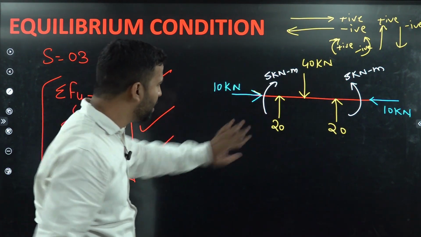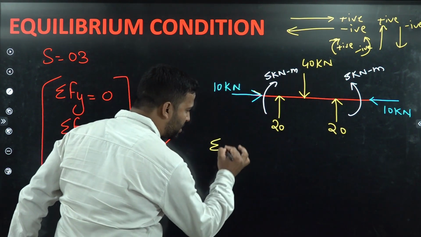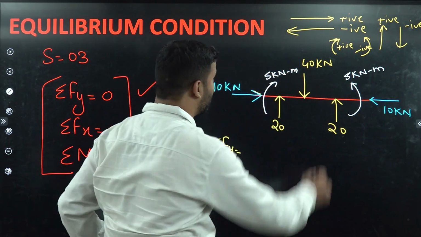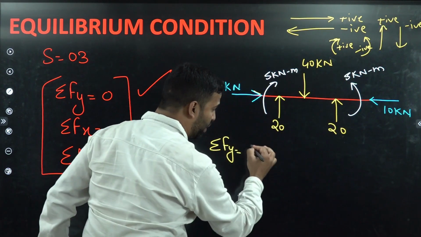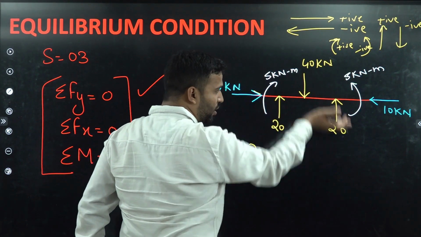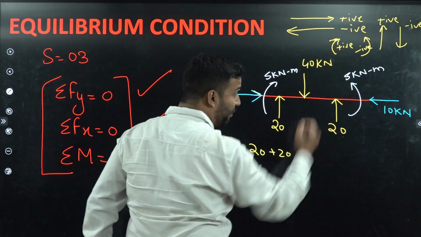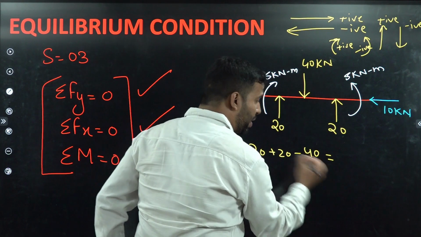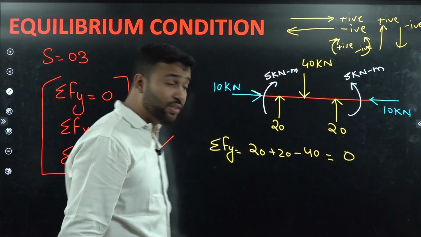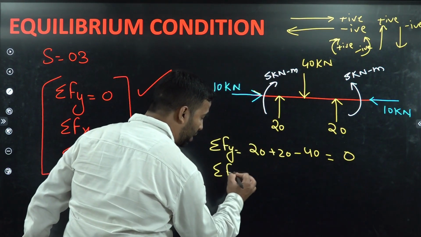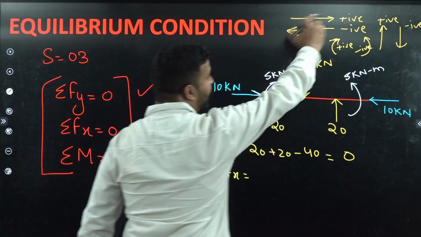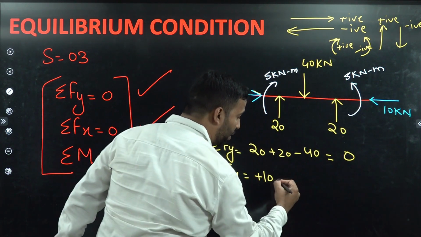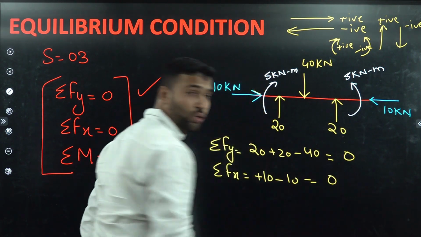Now students, just see here, if we are talking about the net sum of vertical forces, the 20 force is acting in the upward direction. As per our sign convention, it is positive. So plus 20, similarly plus 20. And we will have a downward force of 40 kilonewtons, so minus 40 will be there. The net sum will be 0. Similarly, for the summation of forces in the horizontal direction, left to right 10 kilonewton is positive, right to left 10 kilonewton is negative, so this will be 0.